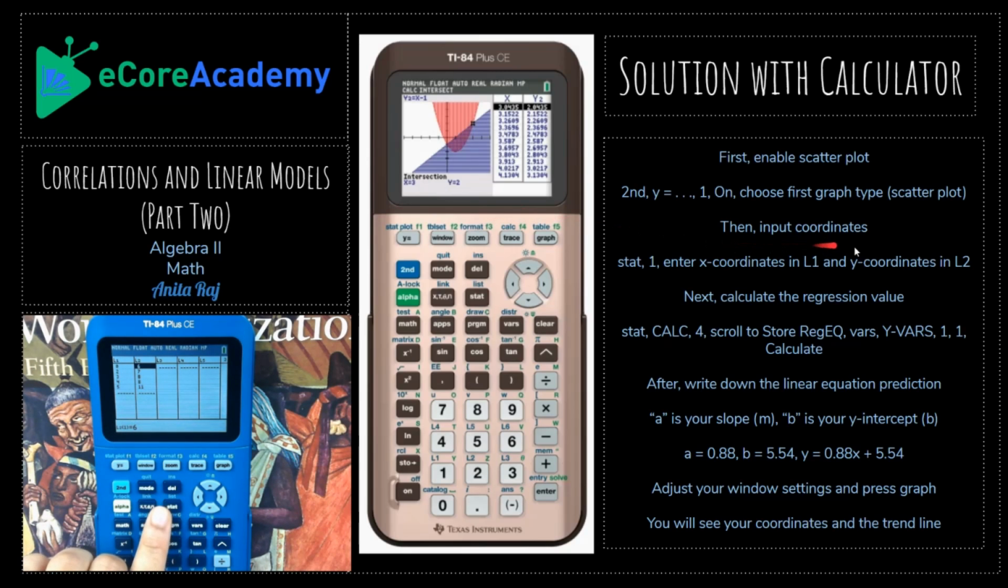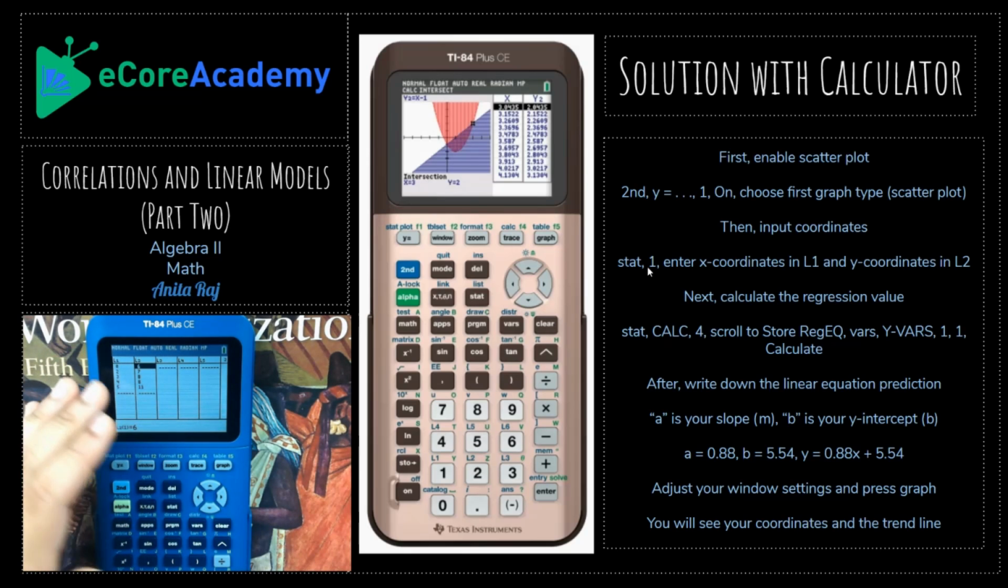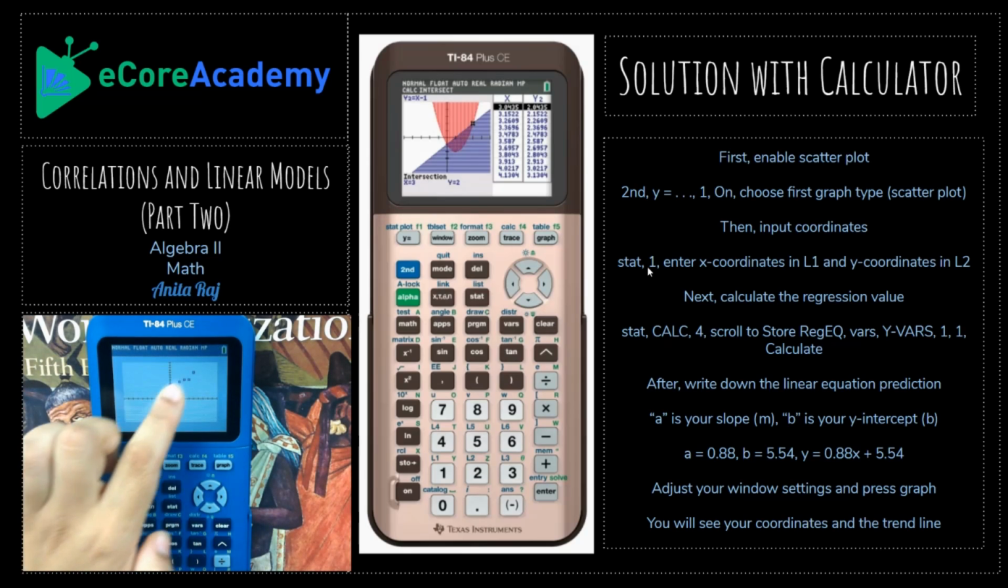In order to get to the table, you want to hit stat. If you guys come up to the picture, I'll show you with the cursor. So you hit stat, and then you hit 1 for edit, and then you enter your x coordinates in L1 and your y coordinates in L2. We've already done this, but I'll just show you if you didn't do it. If you're on the home screen, you hit stat, then 1 for edit, and enter your x coordinates in L1 and your y coordinates in L2, and you're set to go. And if you hit graph, you should be able to see them.